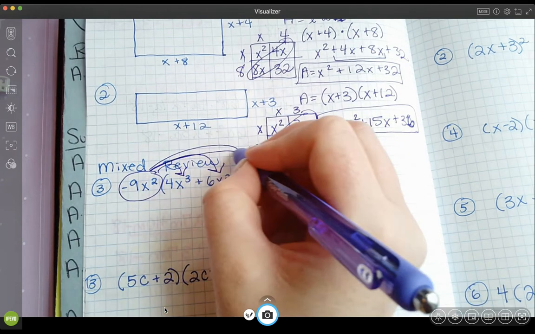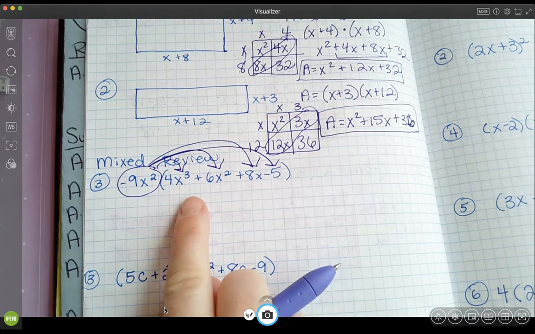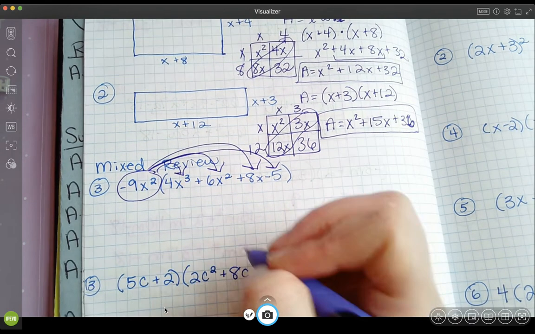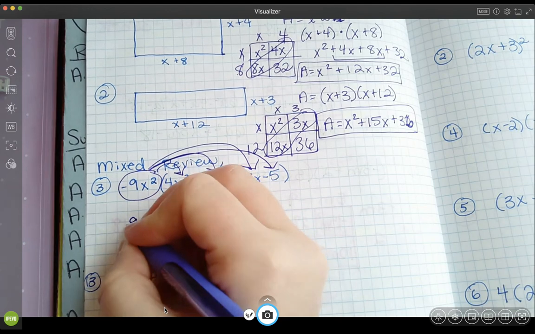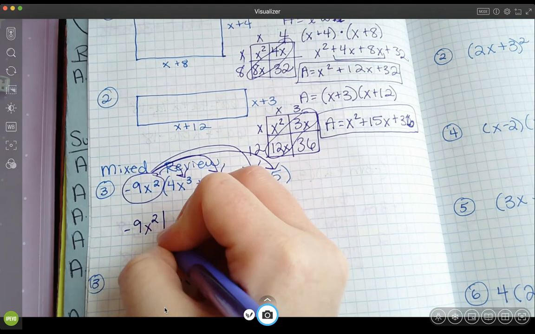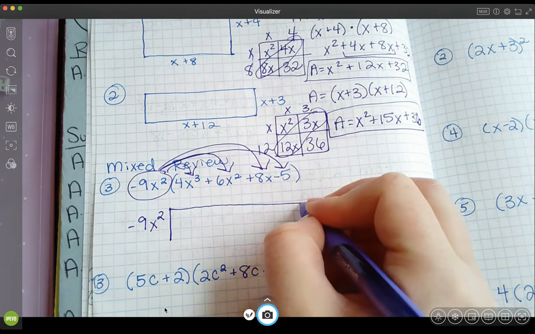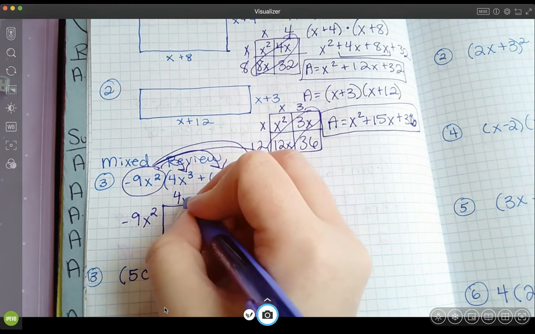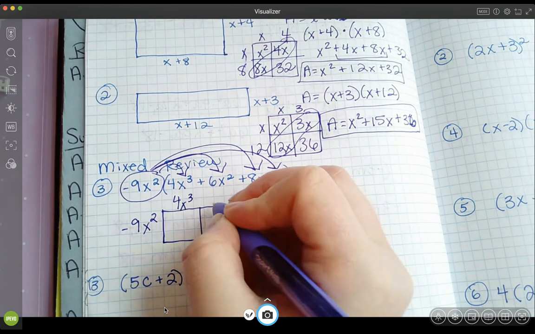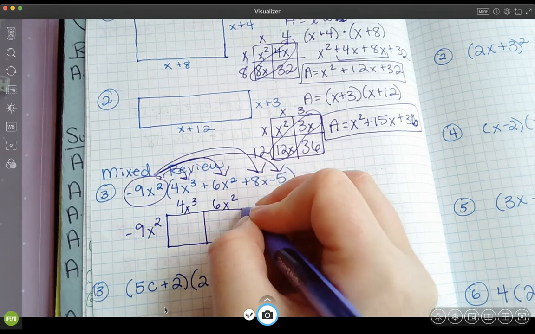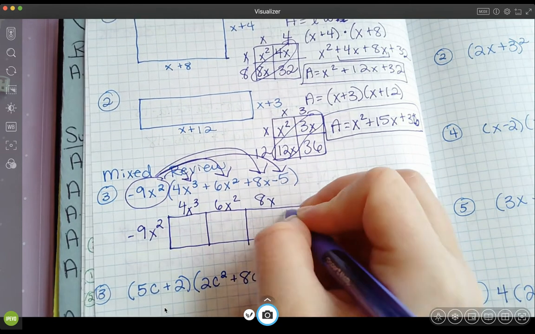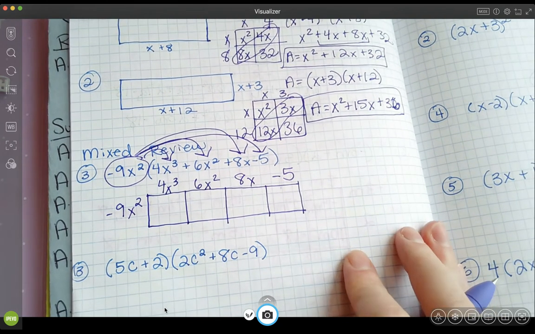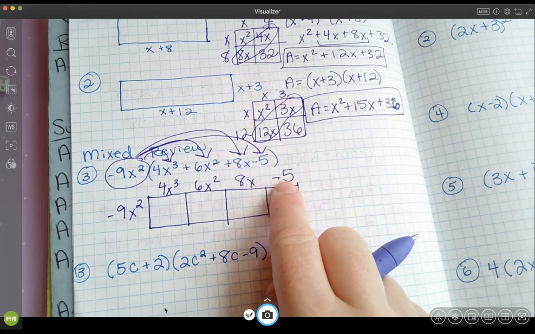All right, so let's look at this next one. It's going to look like that. That's kind of ugly. I don't really like doing that. So I'm going to write that it's negative like this. So this is 4x cubed, 6x squared, 8x, and then negative 5. So everything's positive, so I don't even write plus, but anytime there's a minus or a negative, I'd write that.